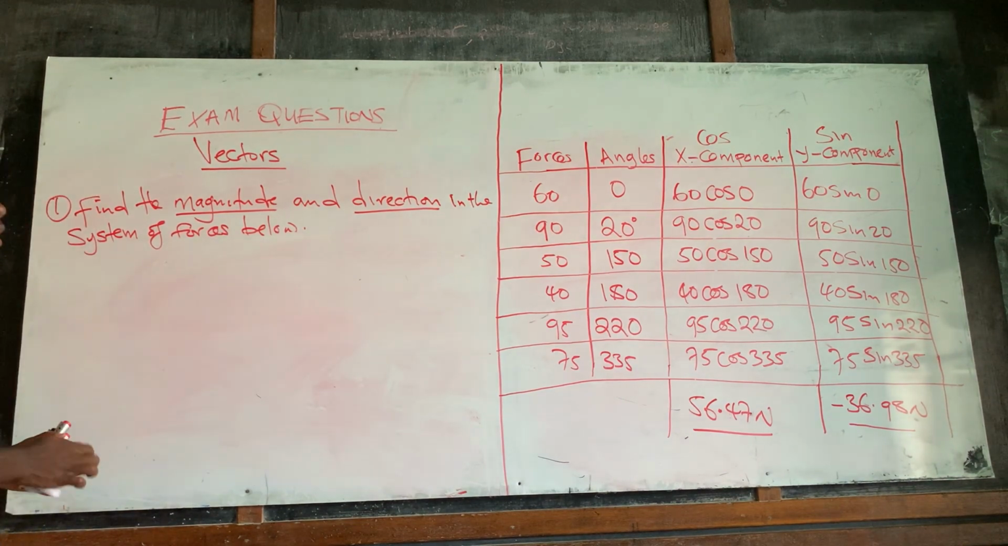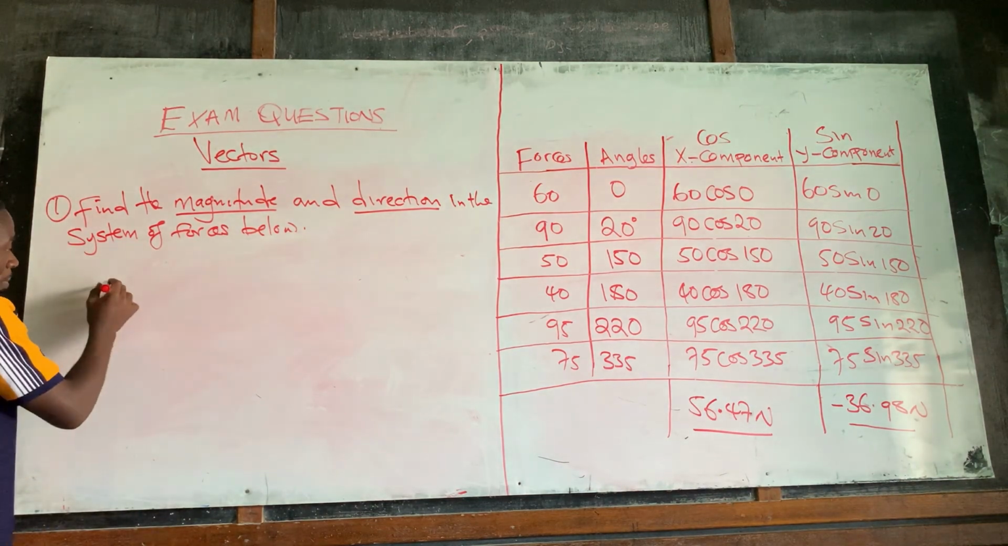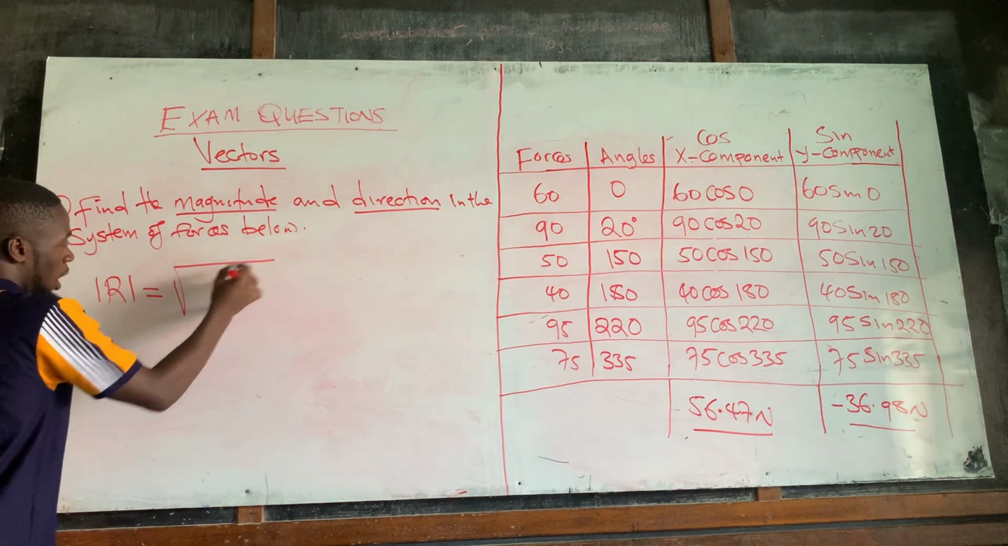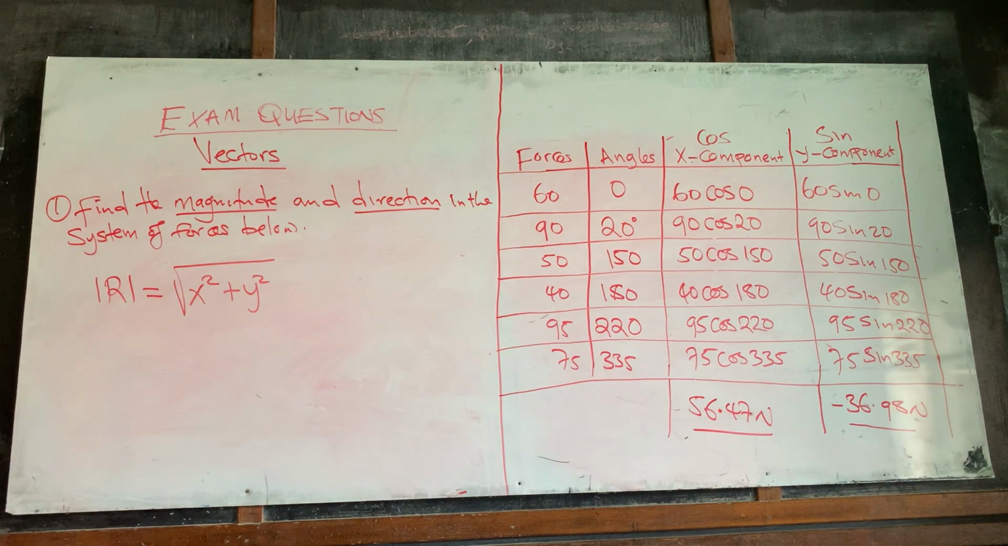So how do we do that? Okay, so find the magnitude. We know that the magnitude is equal to the square root of x squared plus y squared. So this is how you find the magnitude.